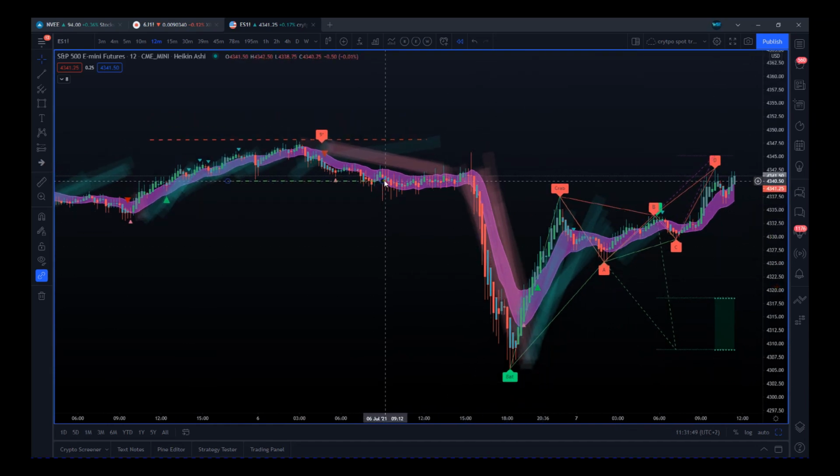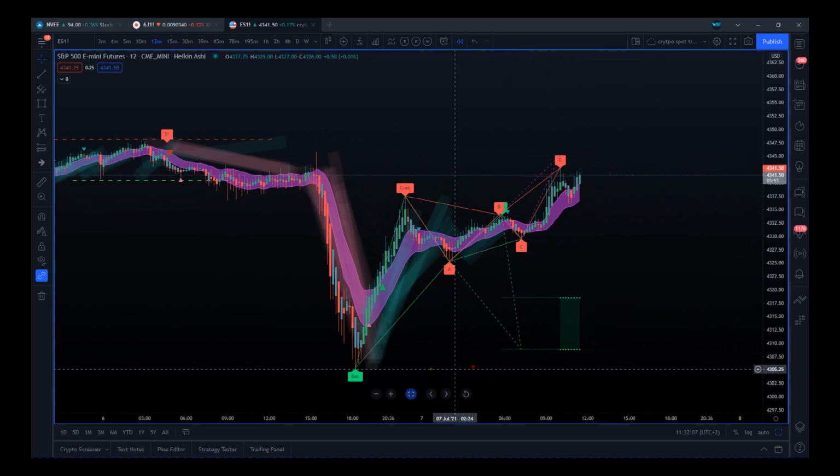Okay, so entry was around about 4340, and we got those come back up here above the EMA cloud 4320. So another 20 points, another 60 ticks. So we're 200 and something ticks now in profit in a 24-hour period.